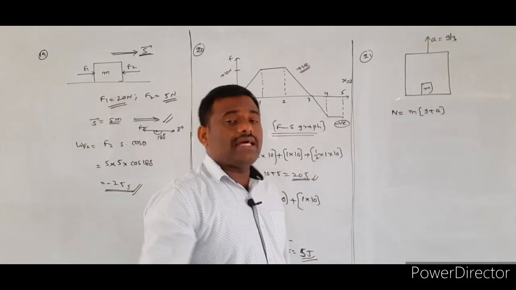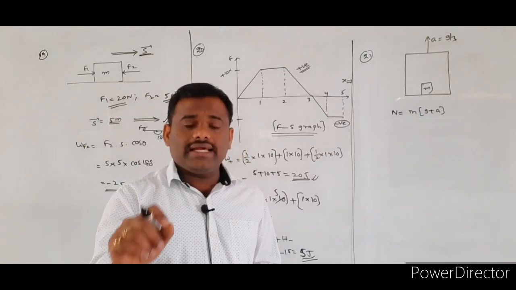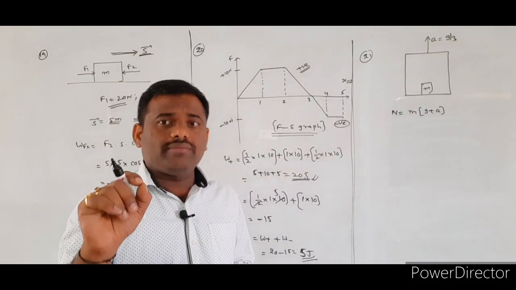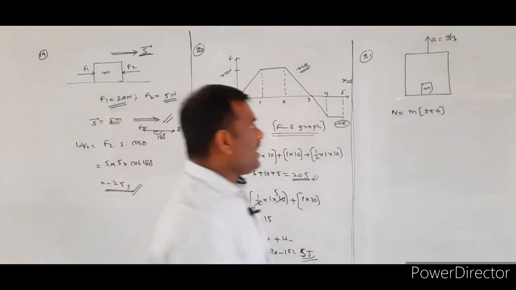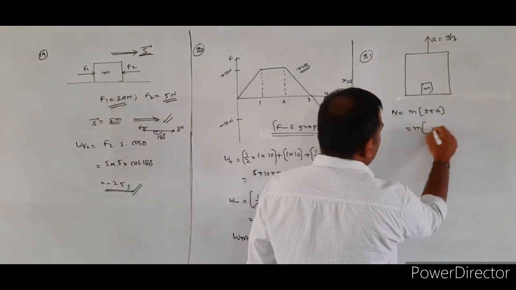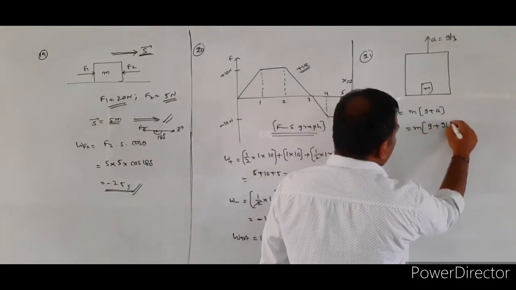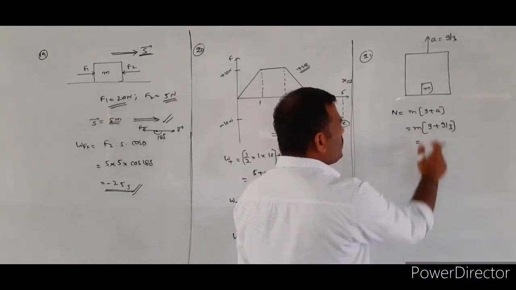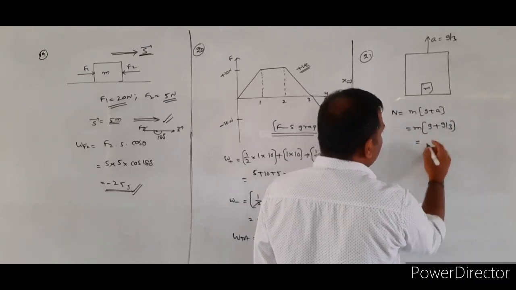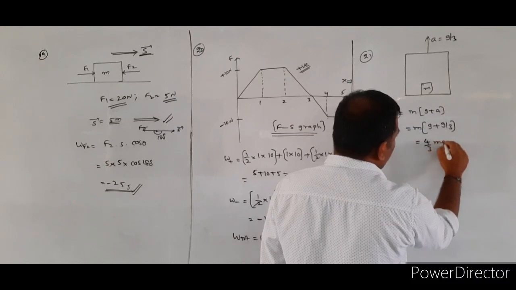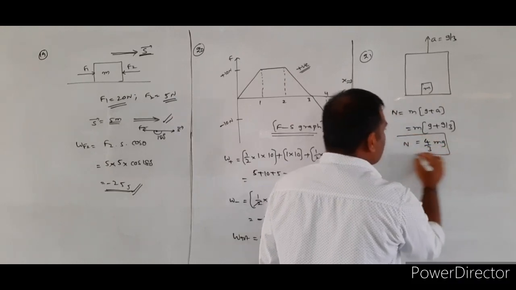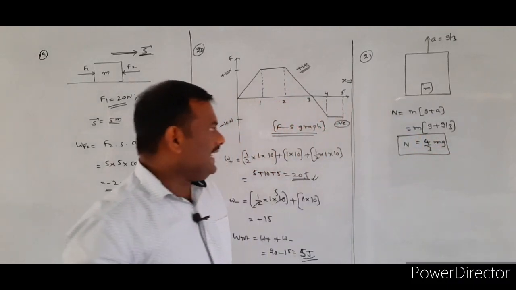We are considering the normal reaction because they are asking for the work done by the normal reaction. So m into g plus acceleration, which is g by 3, is equal to 4g by 3, that is 4 by 3 into mg. The normal reaction value is 4 by 3 into mg.